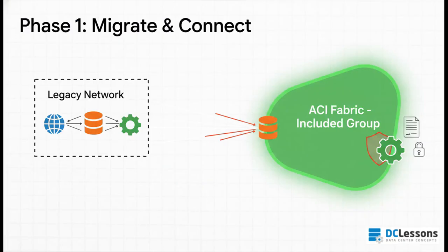So where is this most useful? Well, a classic example is making migrations way easier. Imagine you're moving a bunch of servers into a new ACI fabric. Instead of trying to build that huge, complex web of contracts on day one, you can just put them all into an included group. This lets you get everything connected and talking first. Then, in a second phase, you can carefully move each EPG back to excluded one by one and apply those granular, powerful security policies ACI is known for. It's a fantastic crawl, walk, run approach.